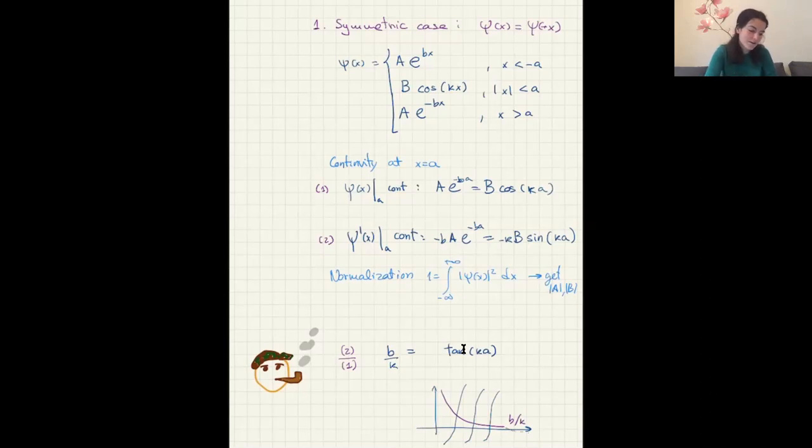Which means that there are only some points in which they meet. And these points satisfy this condition, which means that they are the points for which the stationary state has allowed values. So there are only a few discrete values of k for which we get a stationary state, just like in the particle in a box, where the stationary states were only these few states.